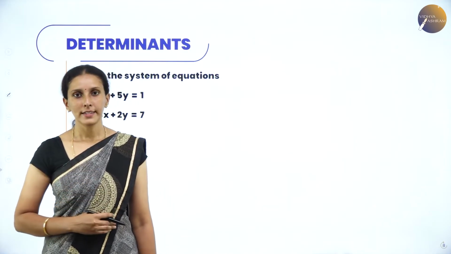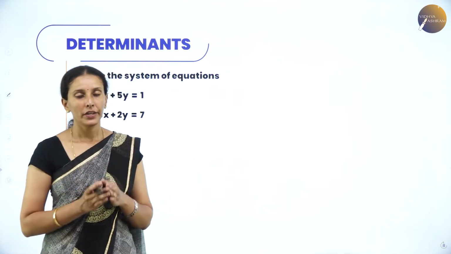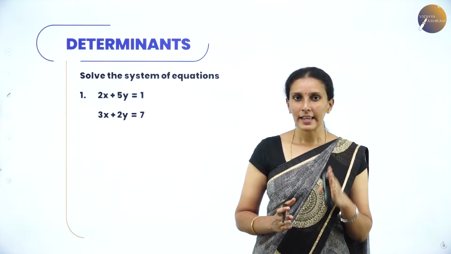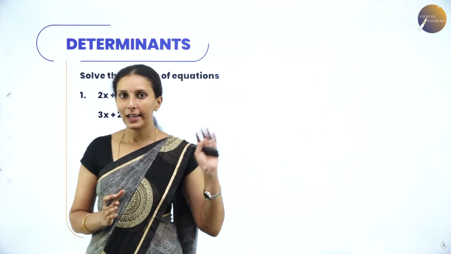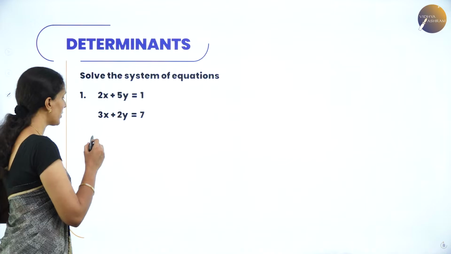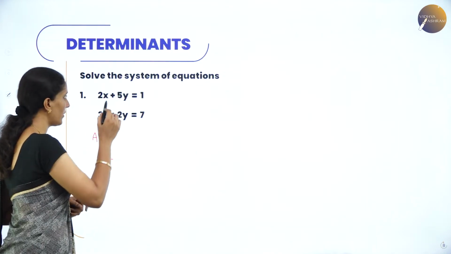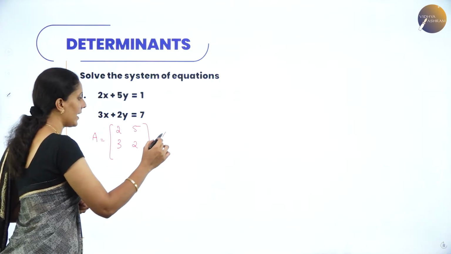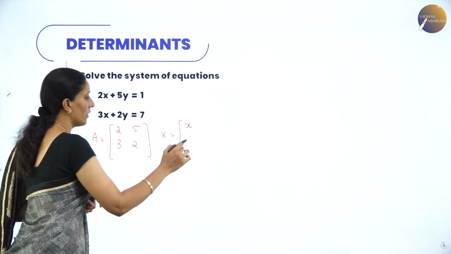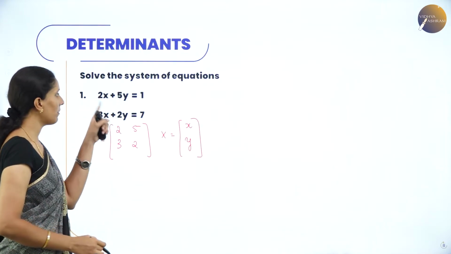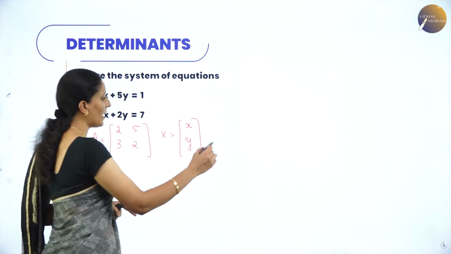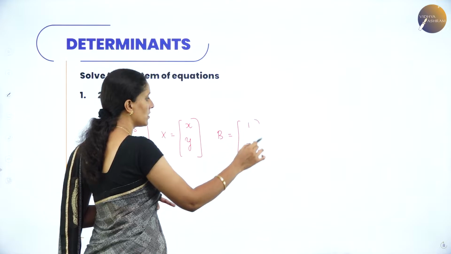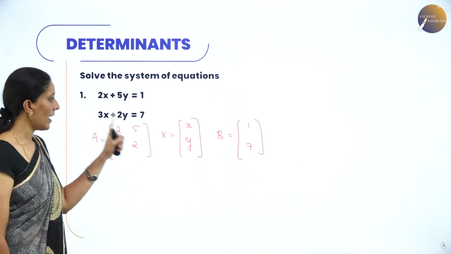Next is to solve the system of linear equations given here. So we are going to separate the matrices X, A, B. How are we going to separate it? Let's see here. We take matrix A as the coefficients of x and y: 2, 5, 3, 2. Matrix X is the variables used, here only x and y. And matrix B is the constants equated, that is 1 and 7. So this is how we write A, X, B.